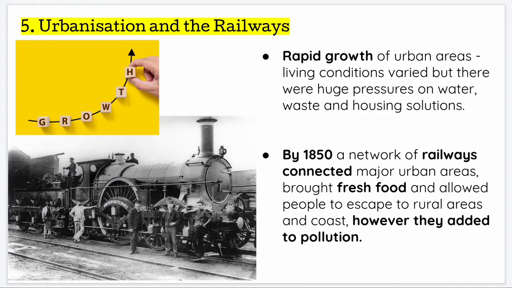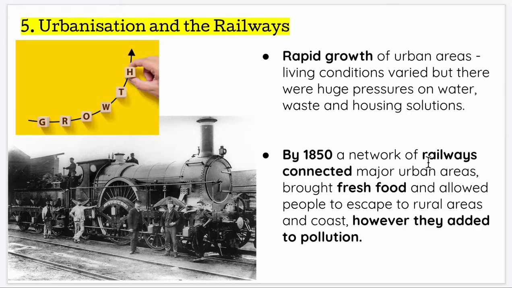Right, number 5. Urbanisation and the railways. Rapid growth of urban areas, living conditions varied, but there were huge pressures on water, waste and housing. So we've got the rapid growth, people migrating to the cities. So that meant people needed more water, they needed somewhere to put their waste, and they needed somewhere to live. So that's what we call urbanisation, moving from rural areas to urban areas.